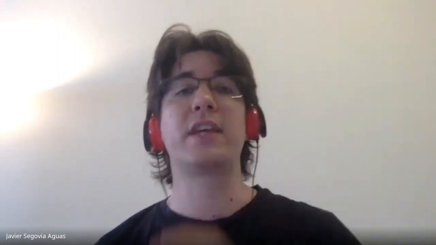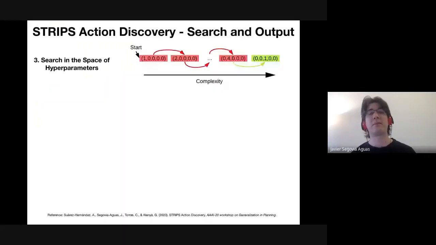This can be posed as a search in the space of hyperparameters, where we say we have a certain number of actions, and each one of these actions has a specific arity. And we search over the simplest domains. As we increase the number of actions and parameters for these actions, we increase the complexity of the domain, and we want to keep a domain as simple as possible.